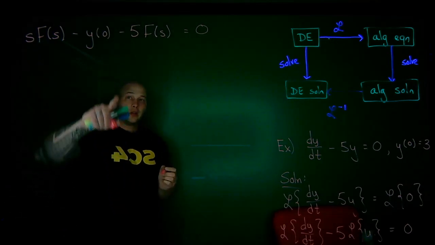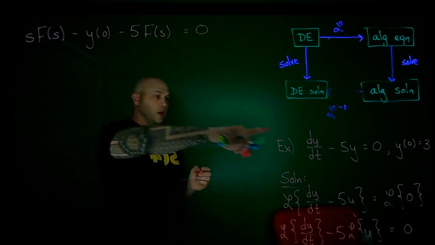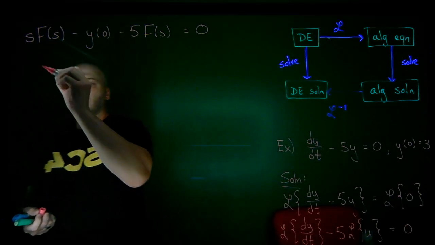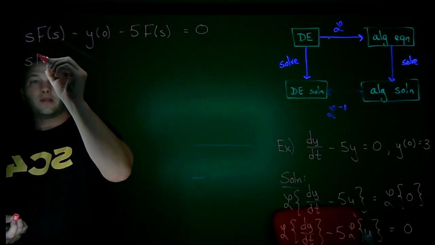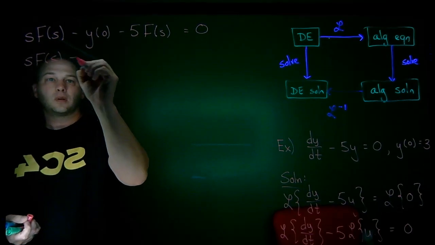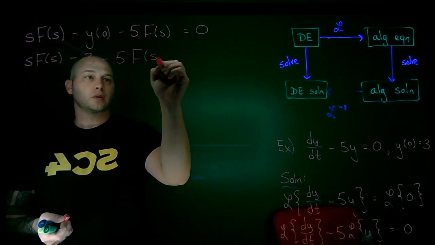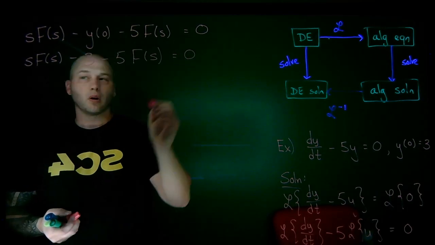All right, I'm going to use my initial value that we gave over here, which is y of 0 equals 3, and I get s F of s minus 3 minus 5 F of s is equal to 0.